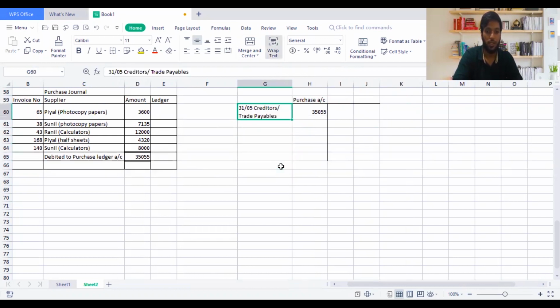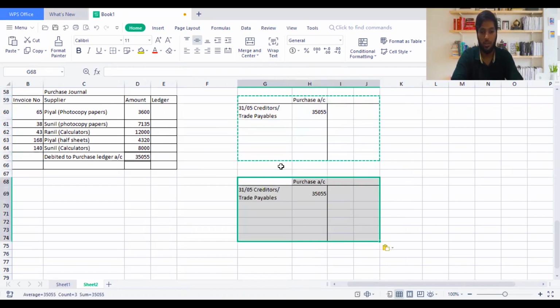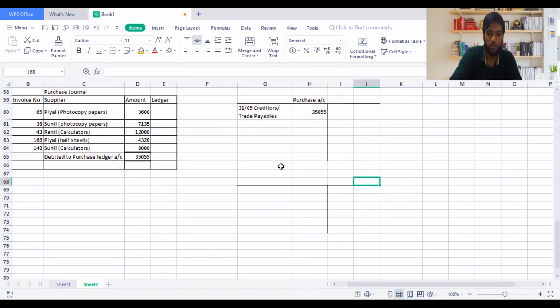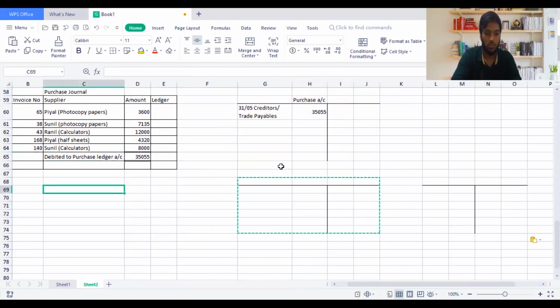So I'm going to take three accounts. Who are the three accounts, guys? Sunil, Ranil, and Pial. So I'll start one account here, two accounts, and three accounts. Okay, it takes a lot of space. We'll do it here. So I start with the first one.